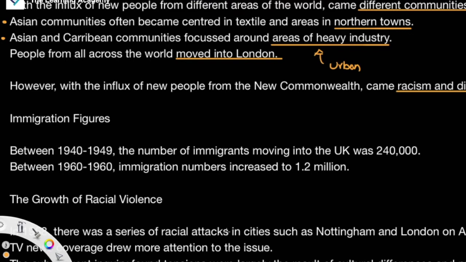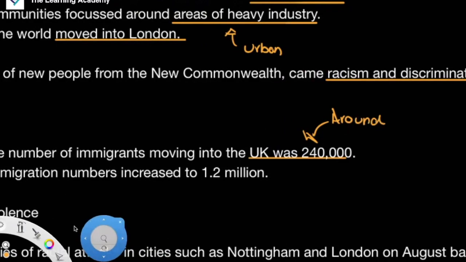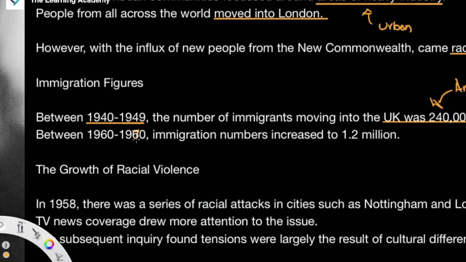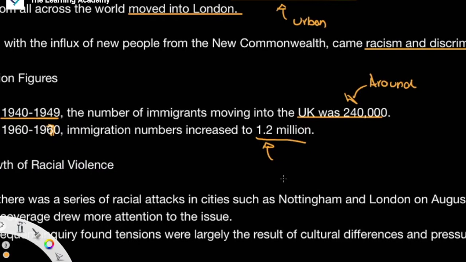For example, between 1940 and 1949, the number of immigrants moving into the United Kingdom was around 240,000. This is always an estimate. However, between 1960 and 1970, immigration numbers increased to 1.2 million. So in a similar time frame, a similar 10 years, nearly a million more people immigrated into the United Kingdom in this period of time. This is again just an estimate.